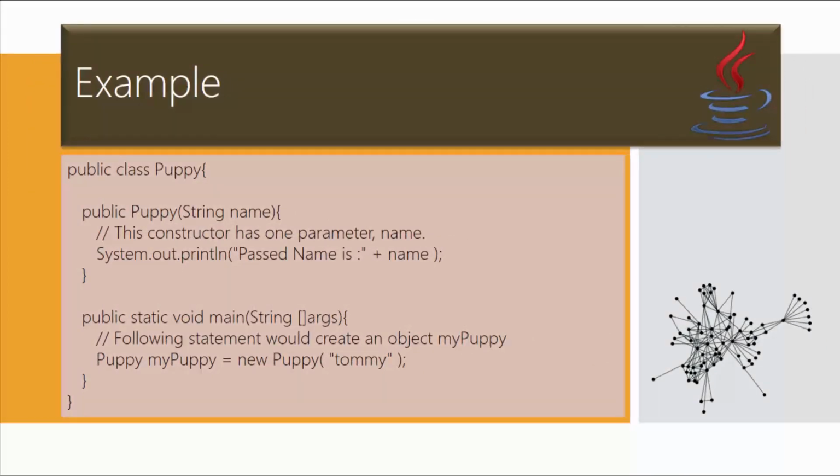Here's an example again, public class Puppy. So we created a constructor that has one parameter called name, and then the passed name will be name as well. And then the following statement would create an object called myPuppy.